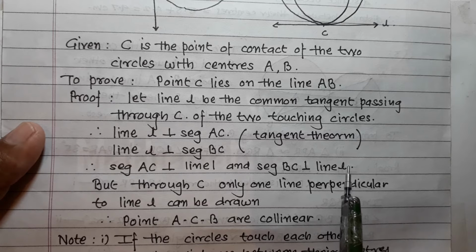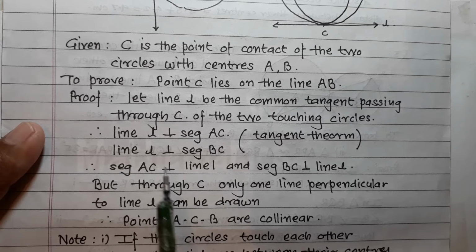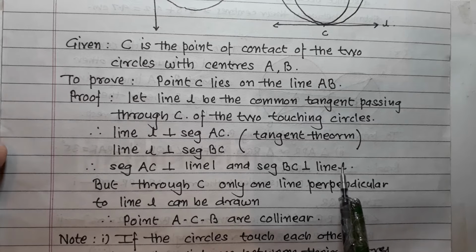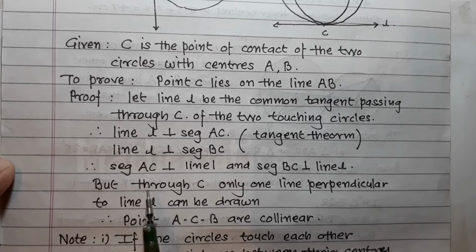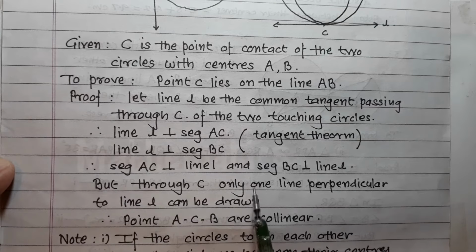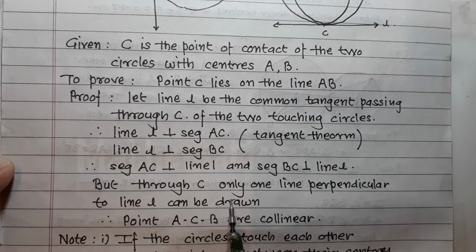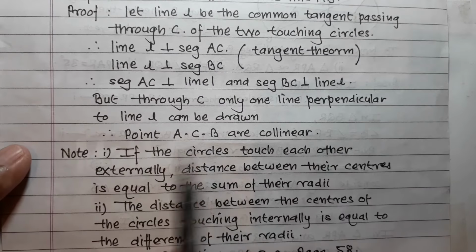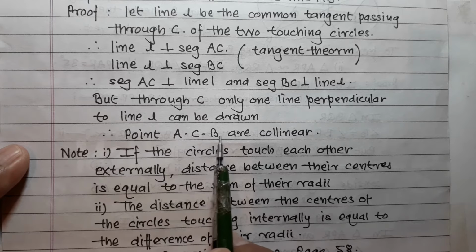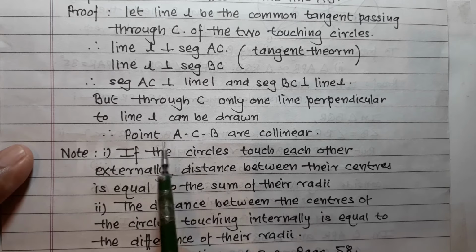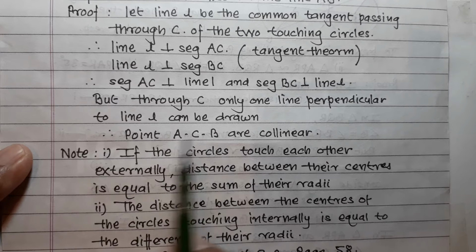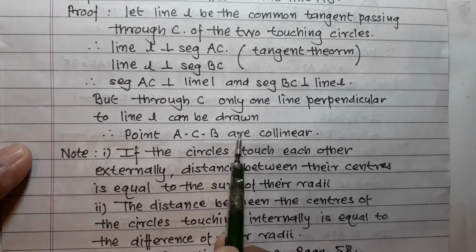Therefore seg AC is perpendicular to line L and seg BC is perpendicular to line L. But through C, only one line perpendicular to line L can be drawn. This is a postulate, and therefore points A, C, B are collinear. That means C lies between A and B. So these three points are collinear.